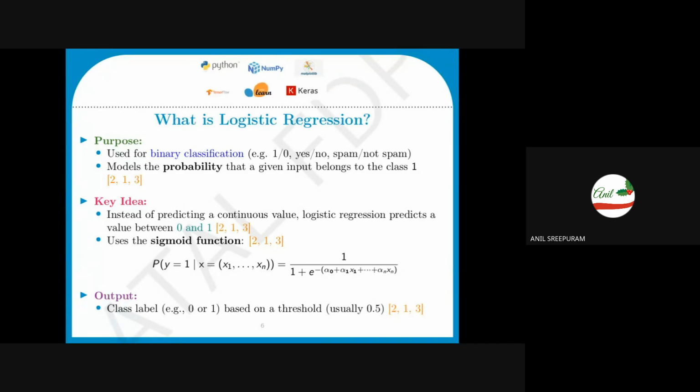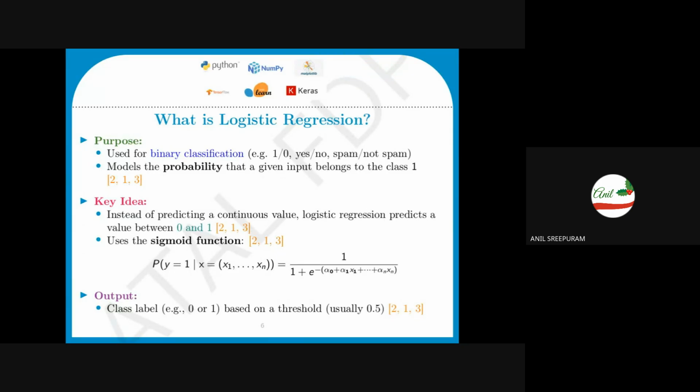After that, we will use some threshold to classify. If the probability is greater than 0.5, then we classify it as class 1. If the value is less than 0.5, then we classify it as class 0. So in fact, the logistic regression model is not giving the class label as such, but it's only giving you the probability that your given input belongs to a class. That's the key idea used here.